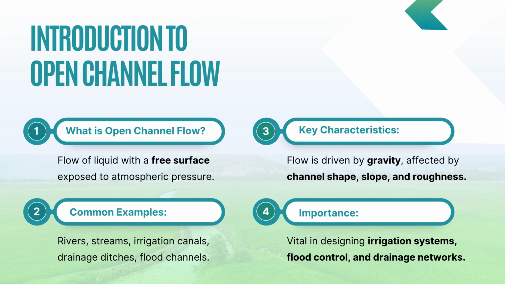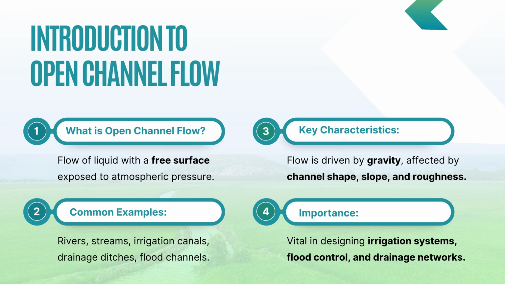In simpler terms, open channel flow refers to the movement of liquid, usually water, where the surface is open to the atmosphere. Unlike water in pipes, this flow isn't pressurized. Instead, it's driven by gravity and shaped by the channel it flows through. You see open channel flow in everyday places like rivers, streams, irrigation canals, drainage ditches, and even flood channels. These systems are shaped by natural and man-made designs.